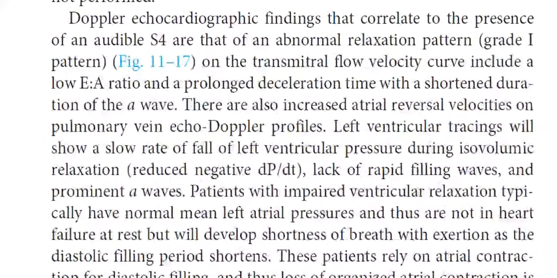Doppler echocardiographic findings that correlate to the presence of an audible fourth heart sound are that of an abnormal relaxation pattern, grade 1 pattern, on the transmitral flow velocity curve, including a low E/A ratio and a prolonged deceleration time with a shortened duration of the A wave. There are also increased atrial reversal velocities on pulmonary vein echo Doppler profiles. Left ventricular tracings will show a slow rate of fall of left ventricular pressure during isovolumic relaxation, reduced negative dP/dt, lack of rapid filling waves, and prominent A waves.